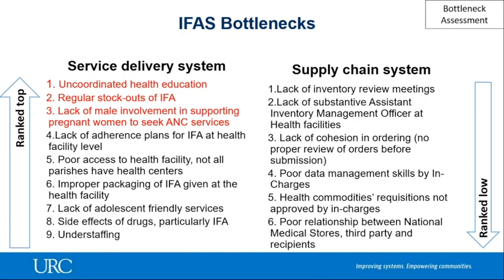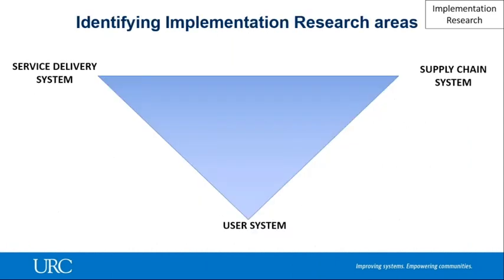And these were the uncoordinated health education, the regular stockouts of iron-folic acid, and then lack of male involvement in supporting pregnant women to access antenatal services. And these are the bottlenecks that the Implementation Science Initiative moving forward has been able to discuss. And one of the things that we realized is that these three bottlenecks were actually affecting the three systems of health services, and that is the service delivery system. And when we look at the service delivery system in terms of the uncoordinated health education, we realize that it is more of a health facility-based issue that can be addressed by organizing the systems in the health facility.